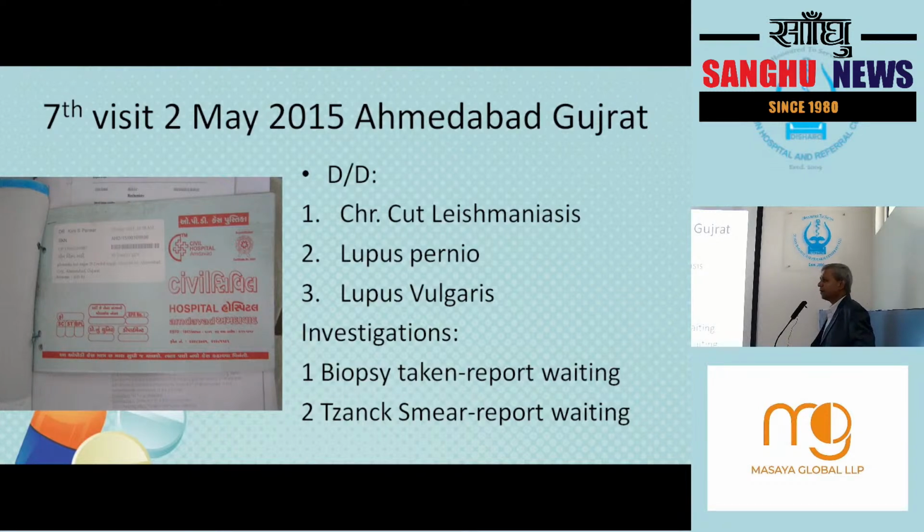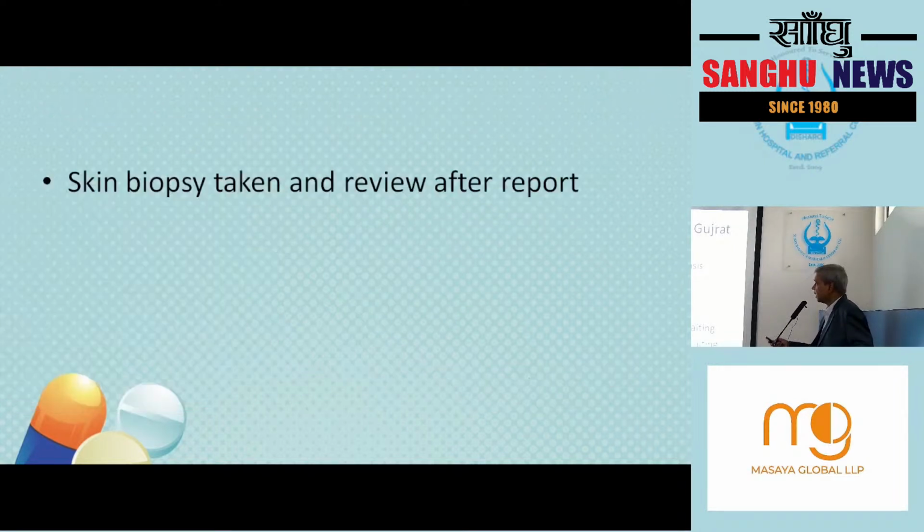And we did the biopsy. Several biopsies, nothing was conclusive. It was 2015, so there was the mega earthquake, and we were cut off. So lastly, he decided, why not go to India? So he went to Gujarat. There, dermatologists thought it was chronic cutaneous leishmaniasis or lupus pernio. Biopsy was done. Still the report is awaited.